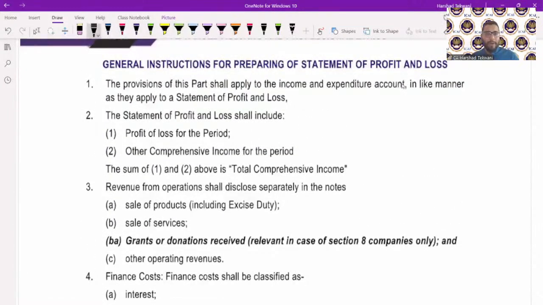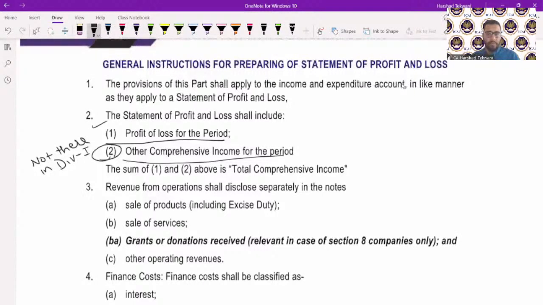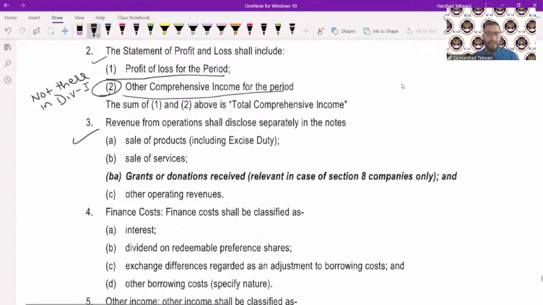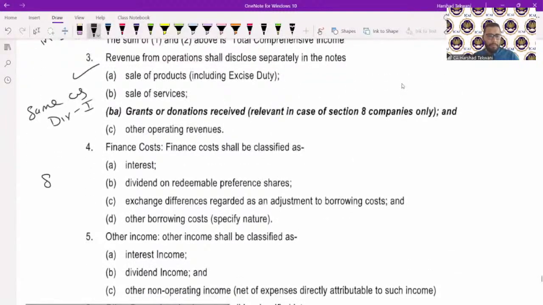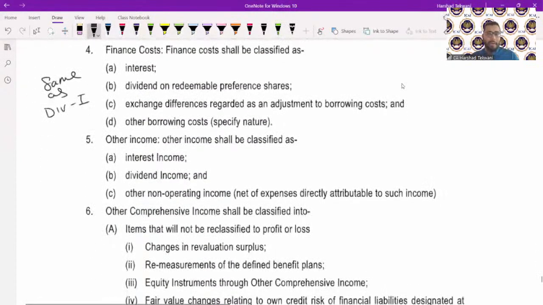Statement of profit and loss shall include 2 portions: profit and loss for the period and other comprehensive income for the period. This was not there in division 1. This is only specific to division 2, Ind AS 1. Same revenue as division 1. Then finance cost, same. Other income also same.